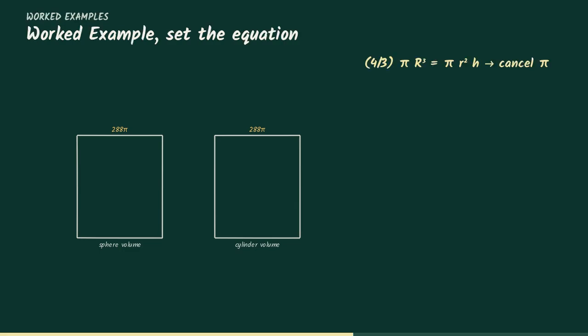A metal sphere of radius 6 cm is melted and recast into a solid cylinder of radius 4 cm. Find the height of the cylinder. Volume conserved, 4/3 pi r cubed equals pi r squared h. Cancel pi on both sides immediately.